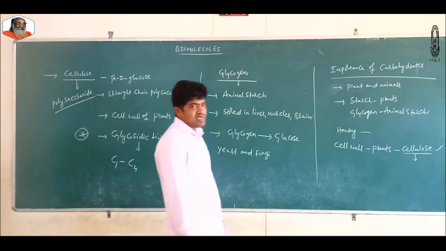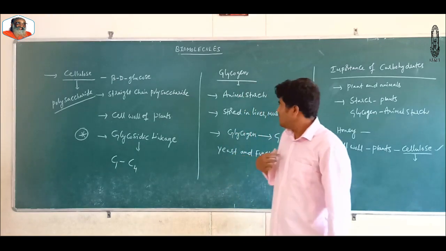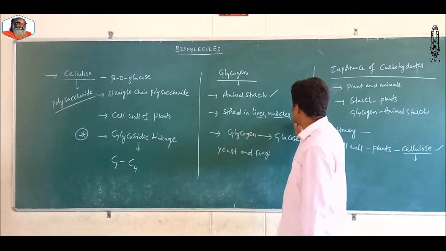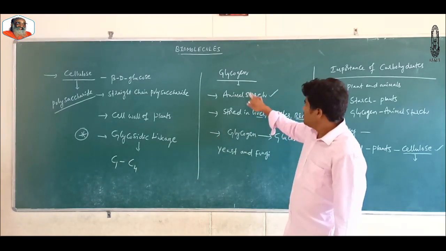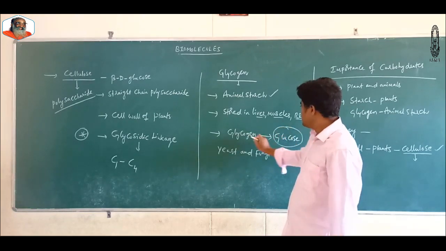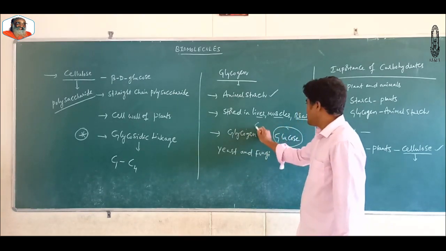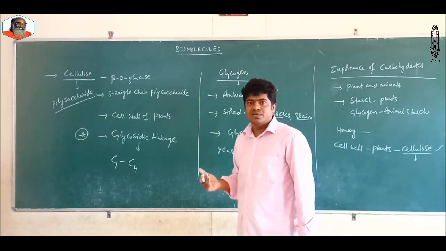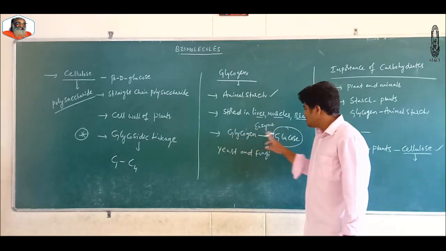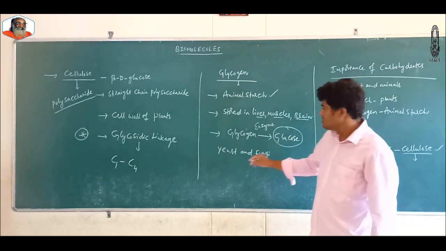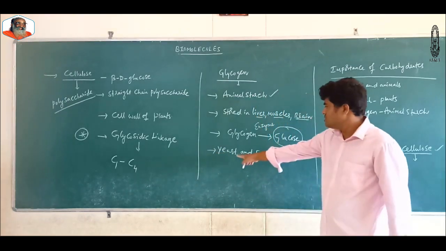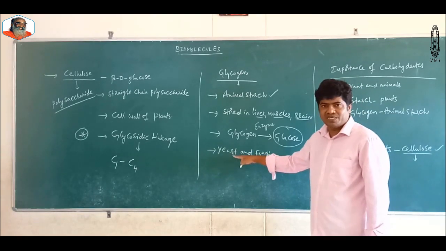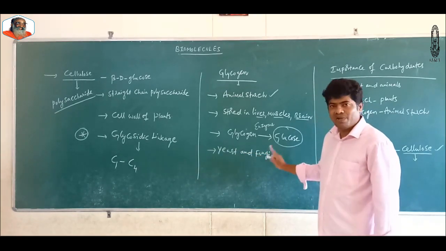Now coming to glycogen, it is the animal starch, which is present in human beings. It is stored in liver, muscles and brain. Whenever we are in need of glucose, glycogen is converted to glucose by the activity of enzymes. Also you find glycogen in yeast, which is a unicellular fungus, and in fungi, which are multicellular.